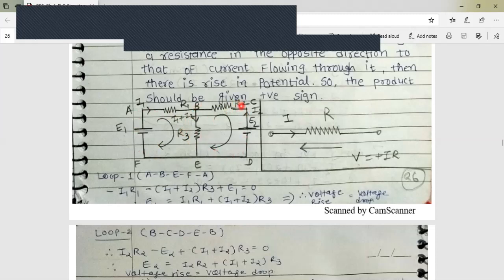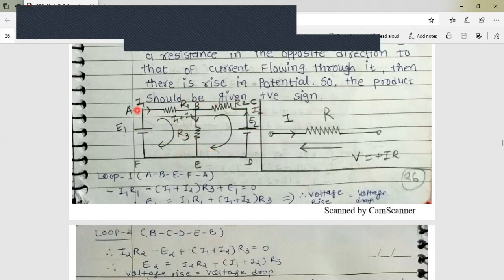This is the second mesh. A mesh is one type of loop that doesn't contain any loop within it. So here, A, B, E, F is a mesh. B, C, D, E is also a mesh.